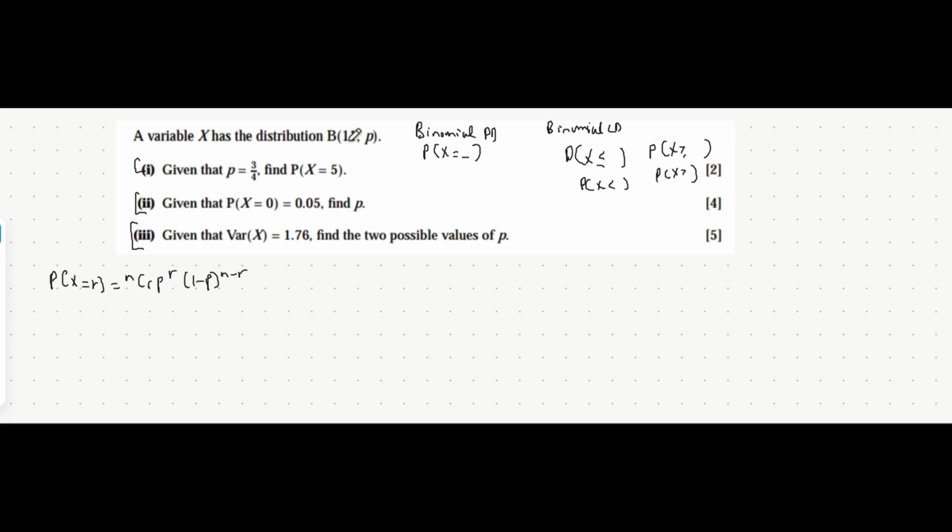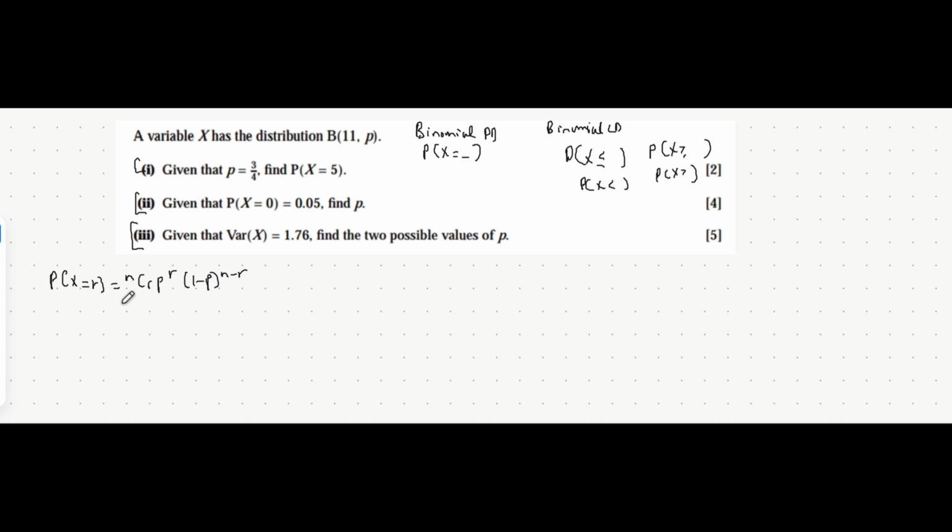N just refers to the sample size, 11. C is just the choose button on your calculator. So for me, it's above the division button. I can see nCr. So if I click 11, the sample size, and then choose, and then r represents what you're trying to find it equal to. So in this case, 5.